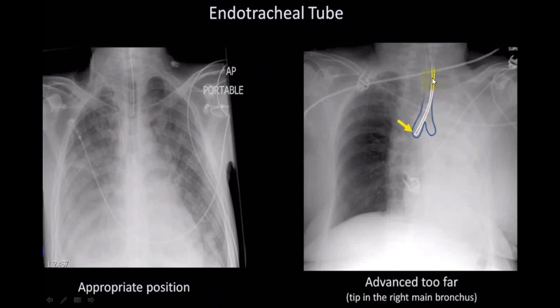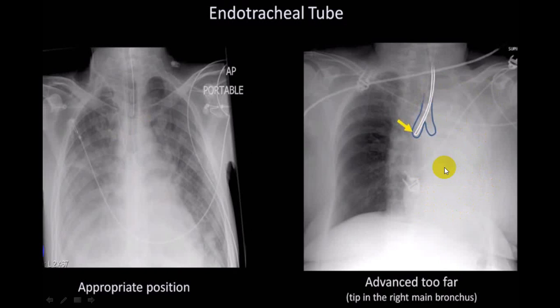Now you can see this endotracheal tube is going into the right bronchus, right? This should not happen. If this is happening, this is advanced so far, and a good number of times it enters into the right bronchus, much commoner, and it will produce what we call as left lobe collapse. See here, it has produced a left lobe collapse.